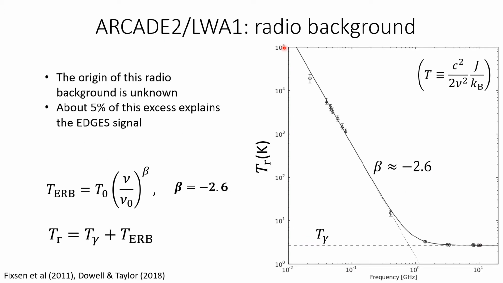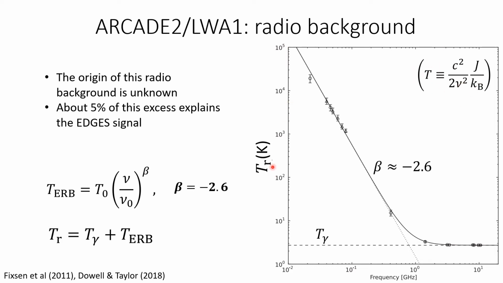Let us now understand what this excess radio background is about. So in 2011, ARCADE 2 first measured an excess radio background on the sky and was later independently confirmed by LWA in 2018. Because over here we are dealing with long wavelengths, it is customary in radio astronomy to work in terms of temperature rather than specific intensity.